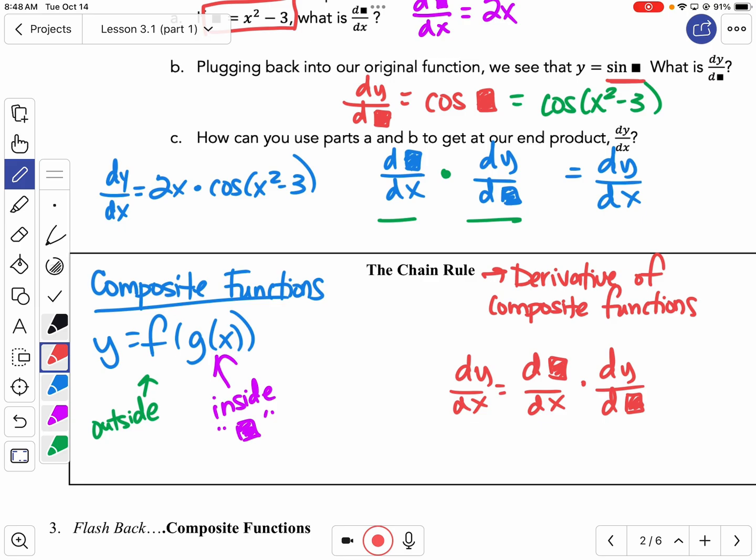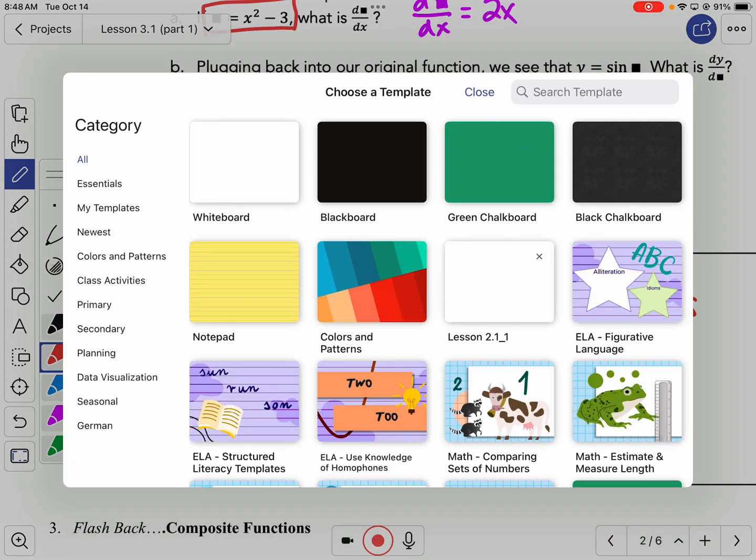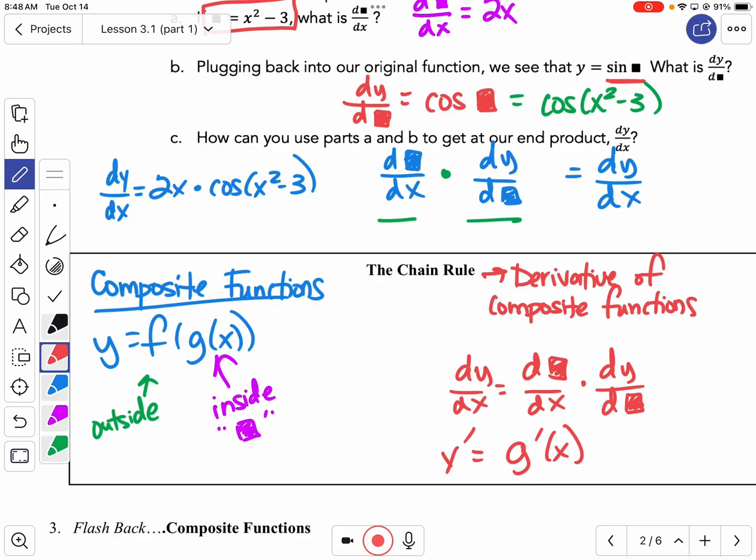Another way to think about it, okay? y prime equals the derivative of the inside times the derivative of the outside evaluated at the inside. Okay, so two different ways to look at that.